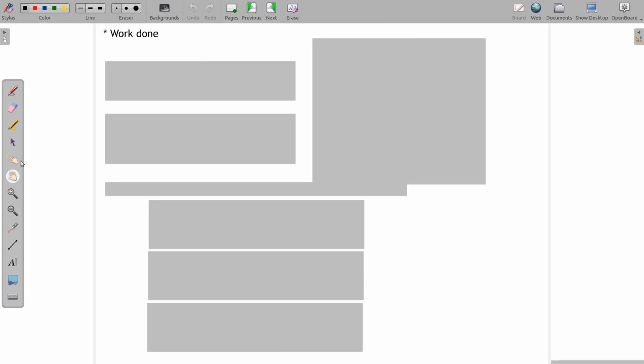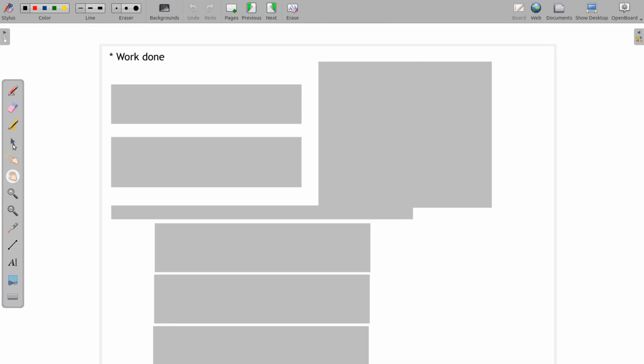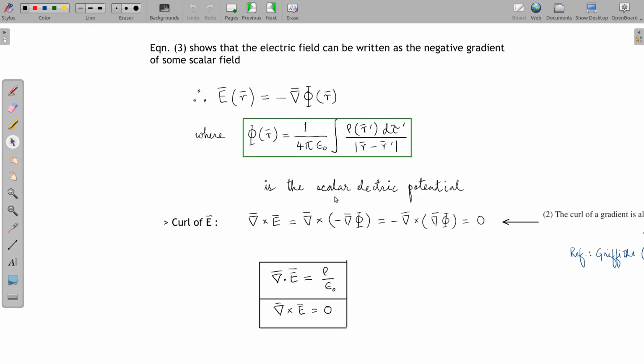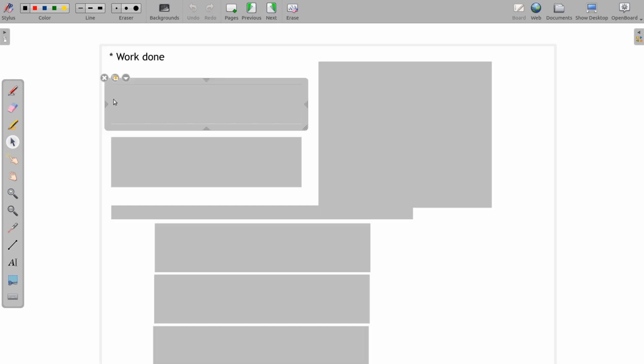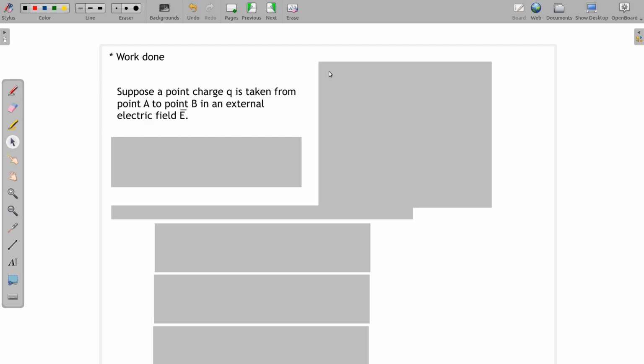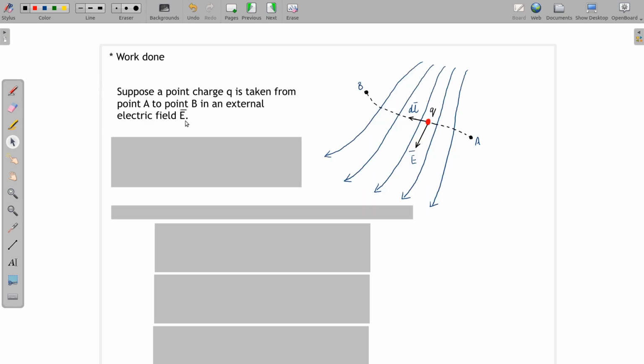Next, we try to relate the work done. We try to have some energy considerations and how to relate this to the quantity which we have just defined, that is the electric potential. How do we relate it to the energy of the system? So suppose I have a point charge Q which is taken from point A to point B in an external electric field.